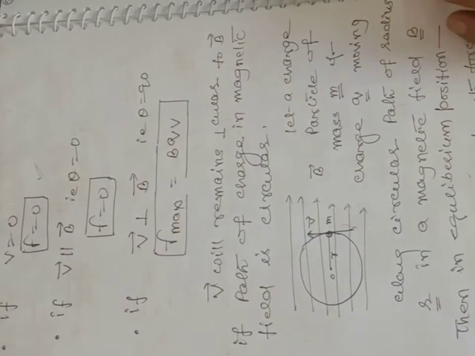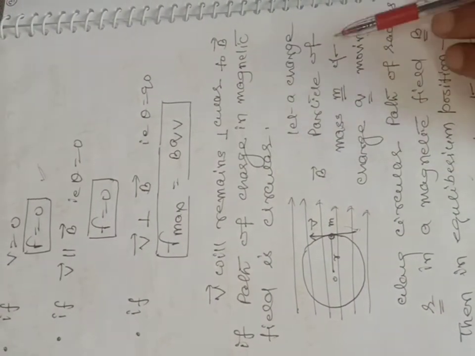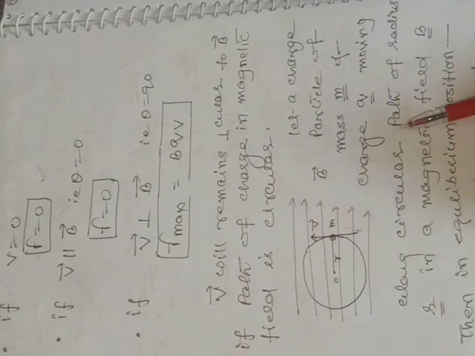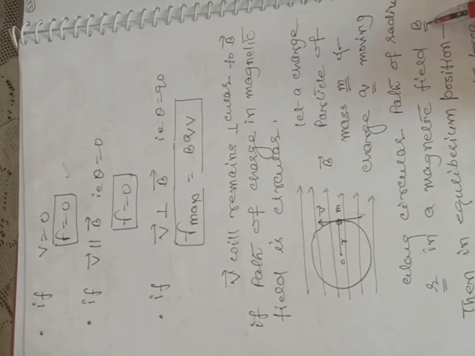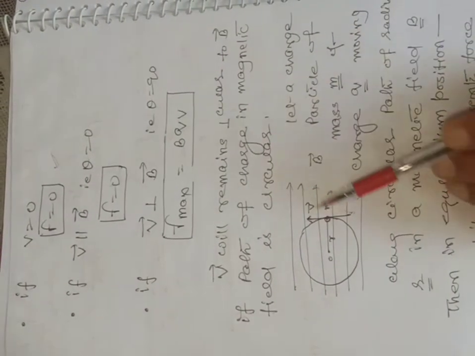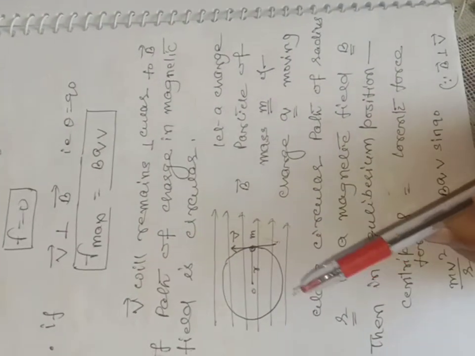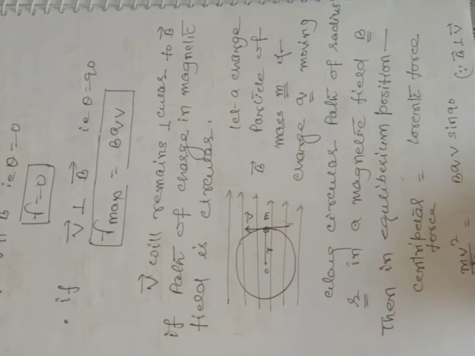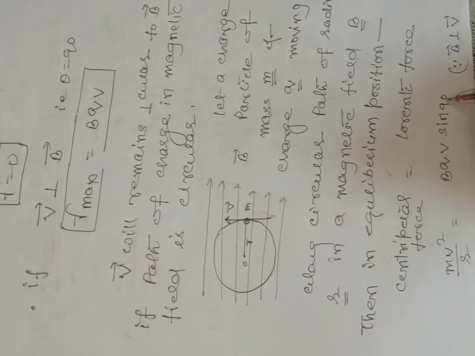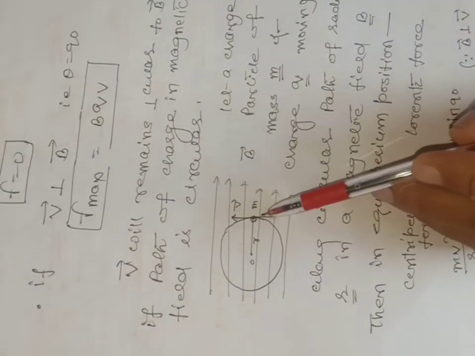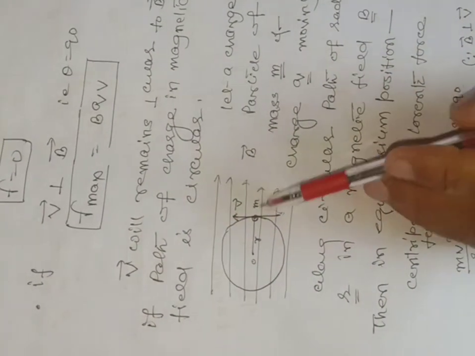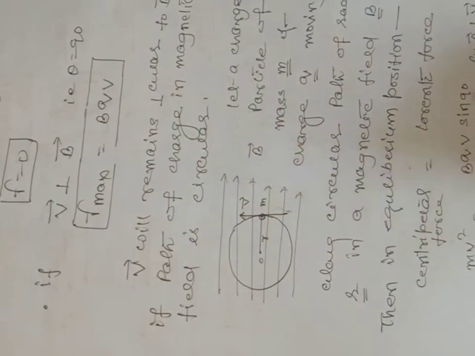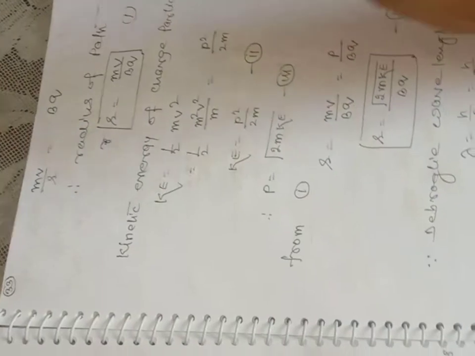Suppose a charged particle of mass m and charge Q is moving along a circular path of radius r in a magnetic field of intensity B. Then in the equilibrium position, what happens? If it is moving along a circular path, then centripetal force takes place, and that centripetal force is balanced by the Lorentz force. So in equilibrium both forces are equal, so m v square by r is equal to B q v sine 90. Here the direction of magnetic field and the direction of velocity, which is represented by the tangent, are perpendicular, so theta becomes 90. Finally v and v get cancelled, you get m v by r is equal to B q, so r is equal to m v by B q.